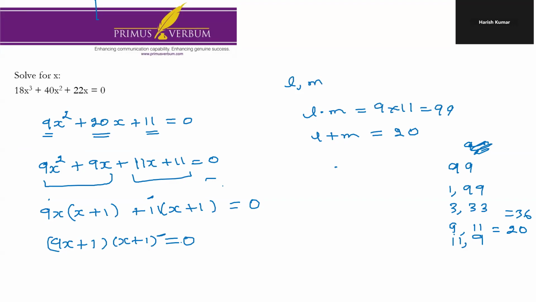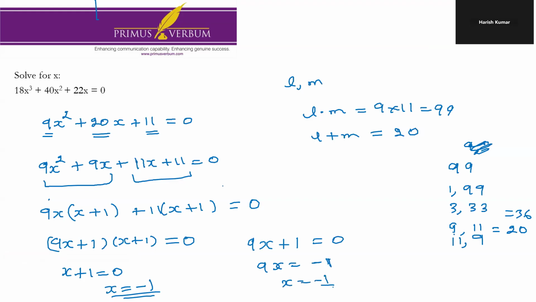Now I'm going to have x plus 1 is equal to 0. So x is equal to minus 1. That's one of the results. And then the other result is going to be 9x plus 1 is equal to 0. So 9x is equal to minus 1, x is equal to minus 1 by 9.